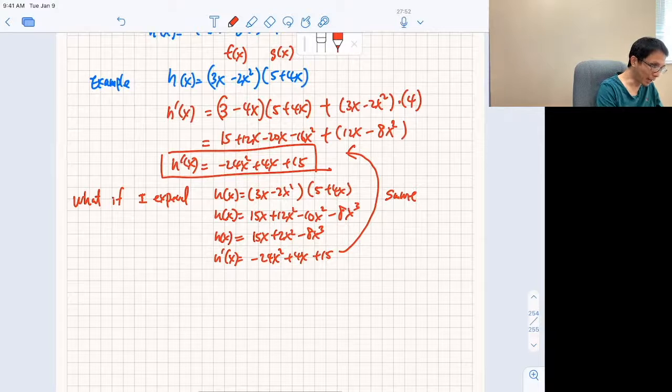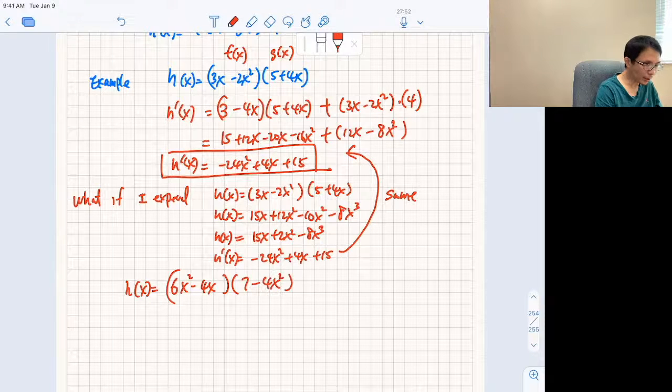So what I'm going to do is ask you to use product rule on this. I'm going to name a function: 6x squared minus 4x, multiplied by 7 minus 4x squared. I want you to use product rule instead of expanding. Today's homework is strictly product rule, because you're going to find out when you need to use it.